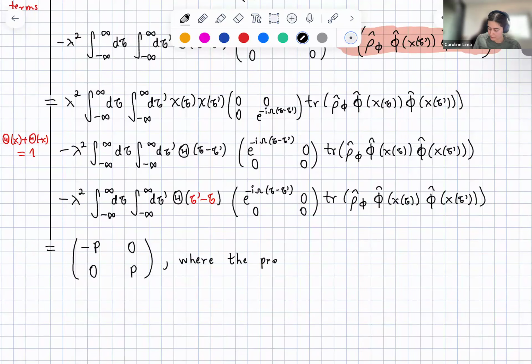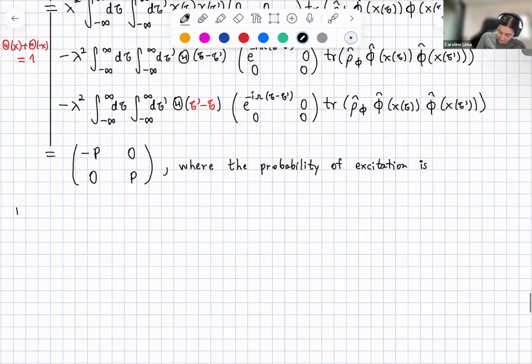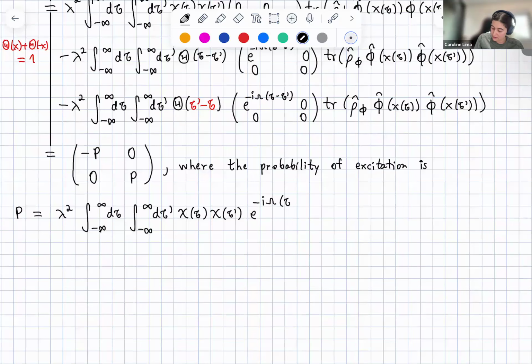So the probability of excitation is given by p equals, just basically copy whatever I had there, which is the integral from minus infinity to infinity of d tau, the integral from minus infinity to infinity of d tau prime, times chi of tau prime, e to the minus i omega (tau minus tau prime), times the trace. Right? Okay.